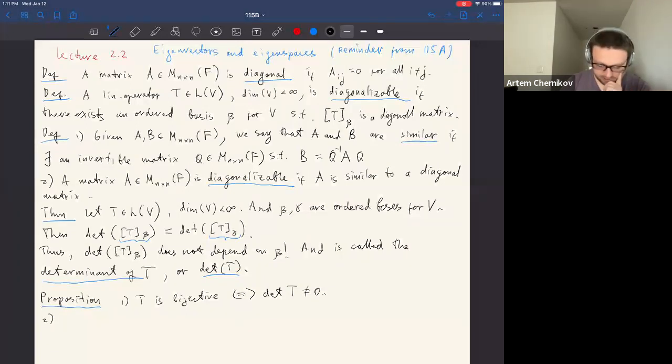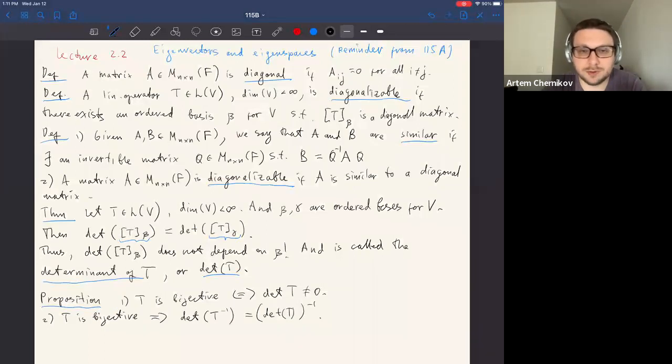The second remark is that if T is bijective, then we have that the determinant of the inverse of T, and it makes sense to talk about the inverse of T, right? Because when T is bijective, it has an inverse, of course. So the determinant of the inverse of T is given by the determinant of T to the power -1, okay? So it's just 1 over the determinant of T, yeah? So taking the inverse of a linear transformation inverts the determinant as well, okay?